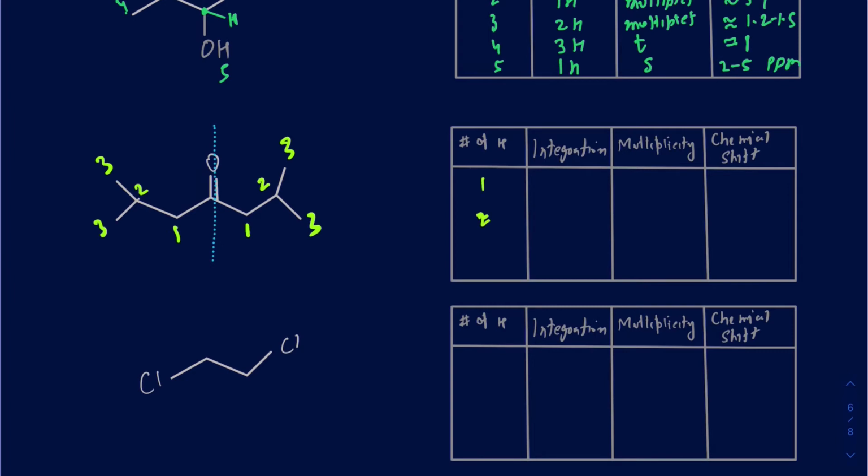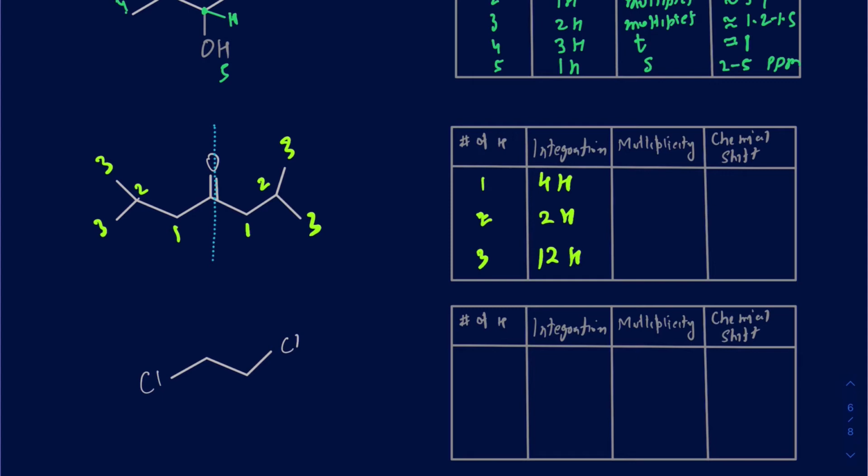1, 2, and 3. So the integration on 1, I got 2 protons on each side, so that's going to be 4H. The integration on 2 is going to be 2H, because remember there's 1 proton on carbon number 2 off each side. And then I have 3 here, that's going to be 4 methyl groups. So 4 methyl groups are going to give you a total of 12 protons, so that's going to be 12 integration.